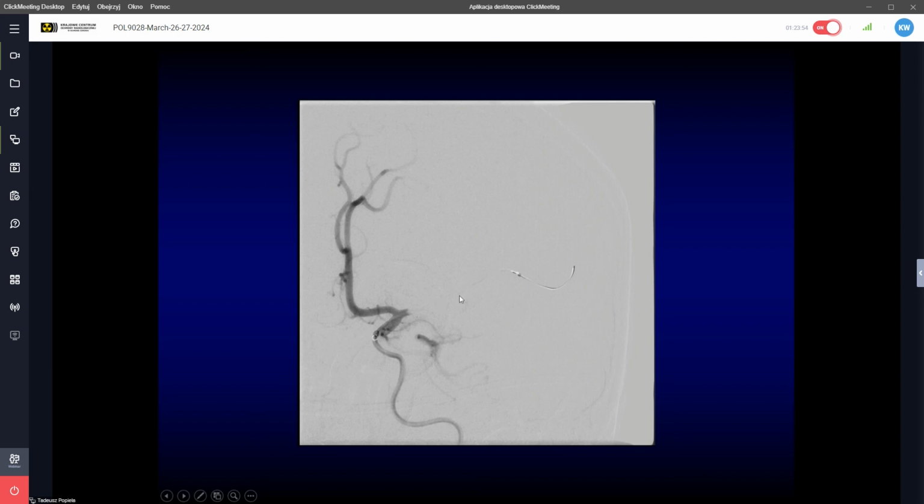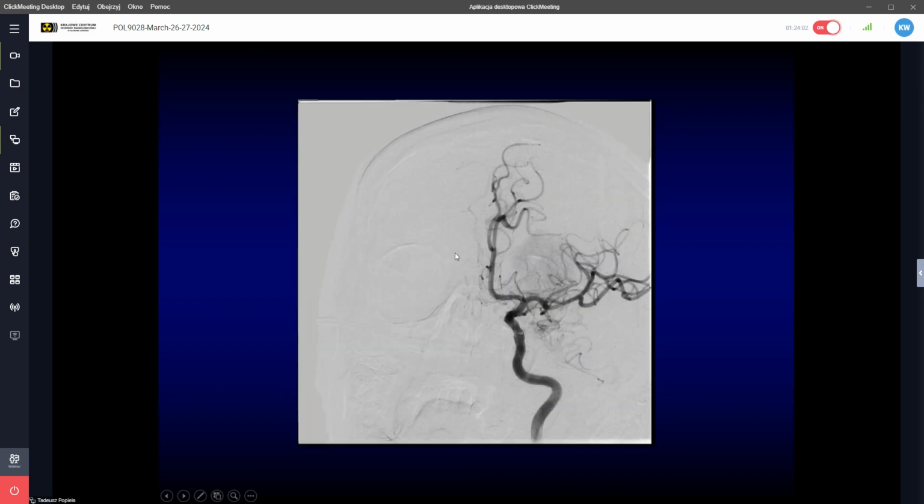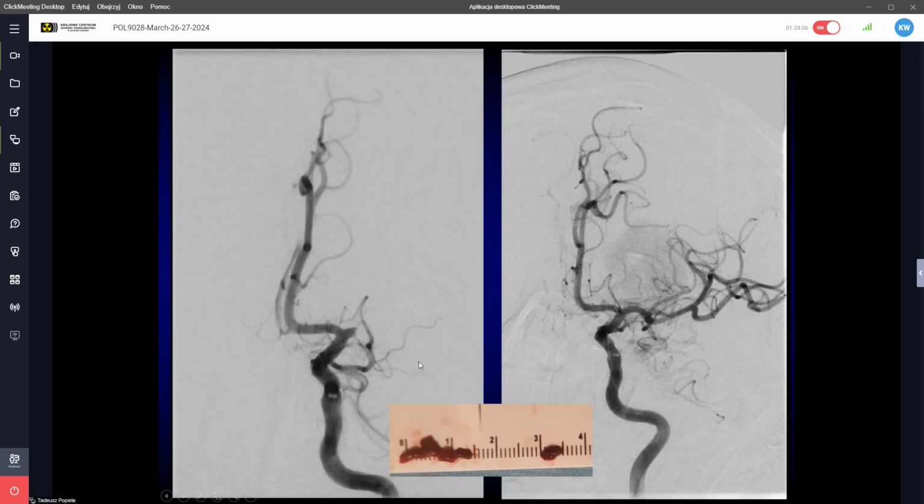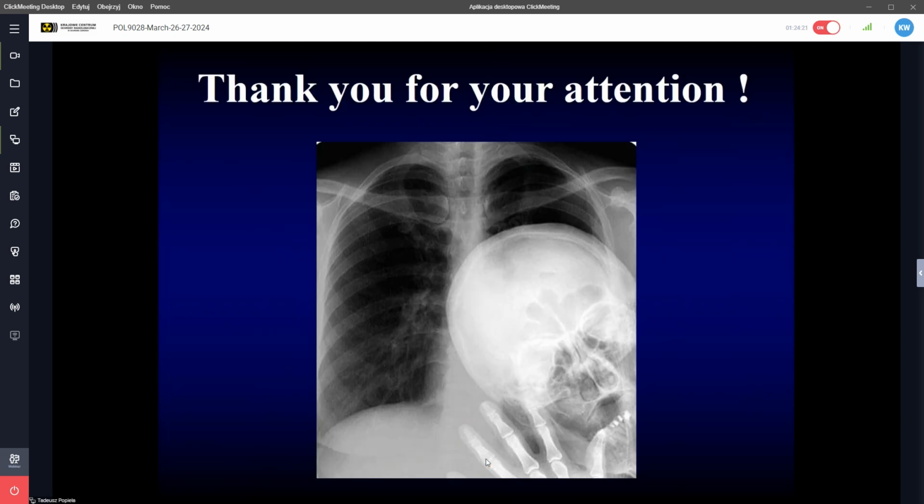So we put in the microcatheter with the guide wire, and then we used the stent retriever thrombectomy here, and this is the result after using the thrombectomy. We can compare how it was before and how it is now after thrombectomy. At the bottom of the image, you have the clot material. We succeeded to evacuate it. And it was, I think, the last procedure I wanted to show you. Thank you for your attention.